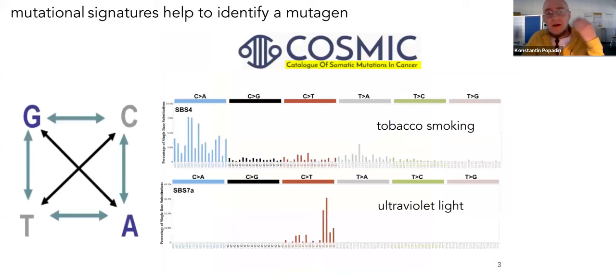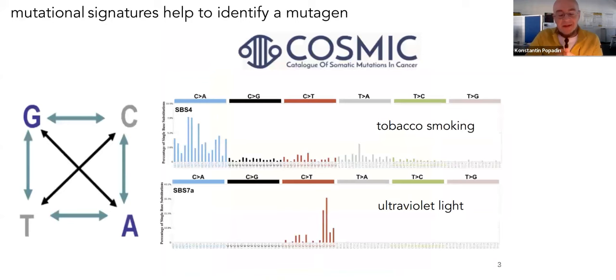For example, signature number 4 is induced by tobacco smoking. We can see the majority of mutations are C to A, but among the C to A, context can be important. For example, the champion is CCA to CAA. So if the first nucleotide is C and the last is A, this is the highest frequency, etc. So we can see many frequencies of different types of substitutions, and context is important.